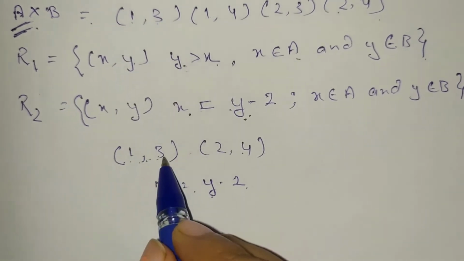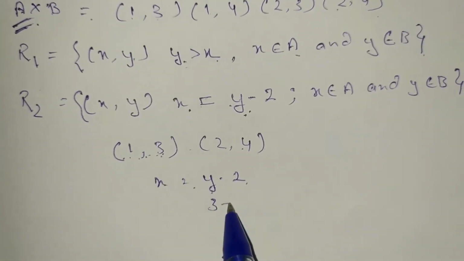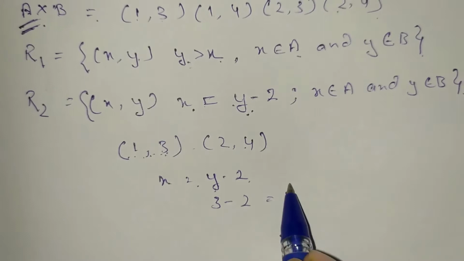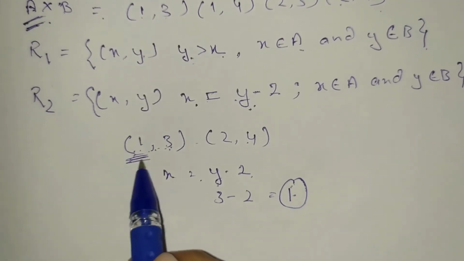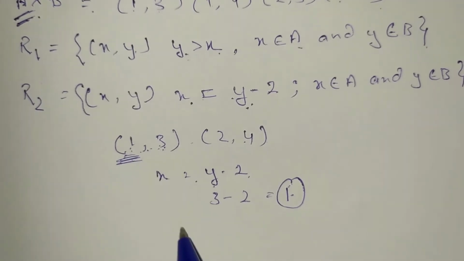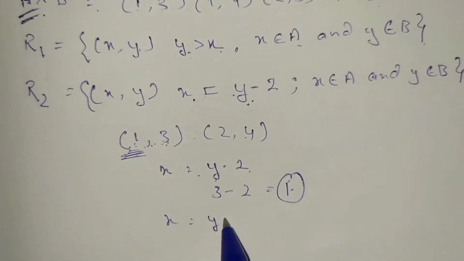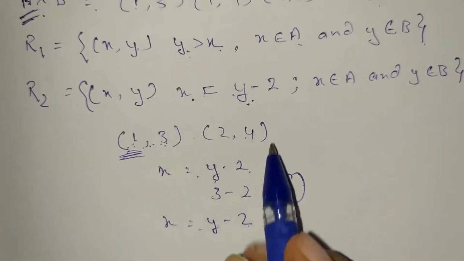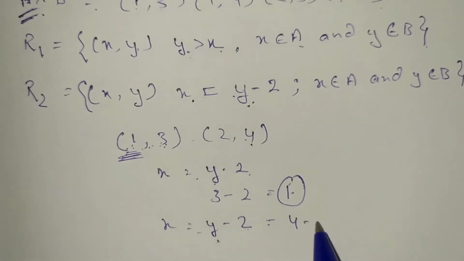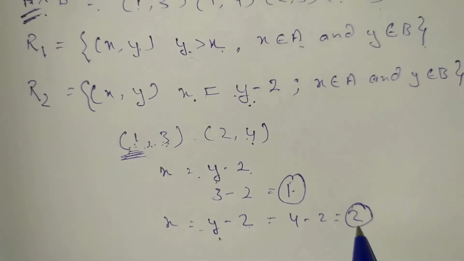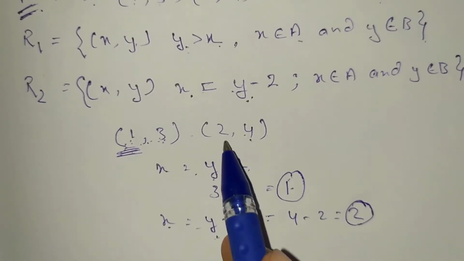Now here the value of y is 3, 3 minus 2 is equal to 1, and we can see that we already have x is equal to 1. Now let's check the second one, x is equal to y minus 2, and here y is equal to 4, and here 4 minus 2 is equal to 2. So here the value of x is 2.